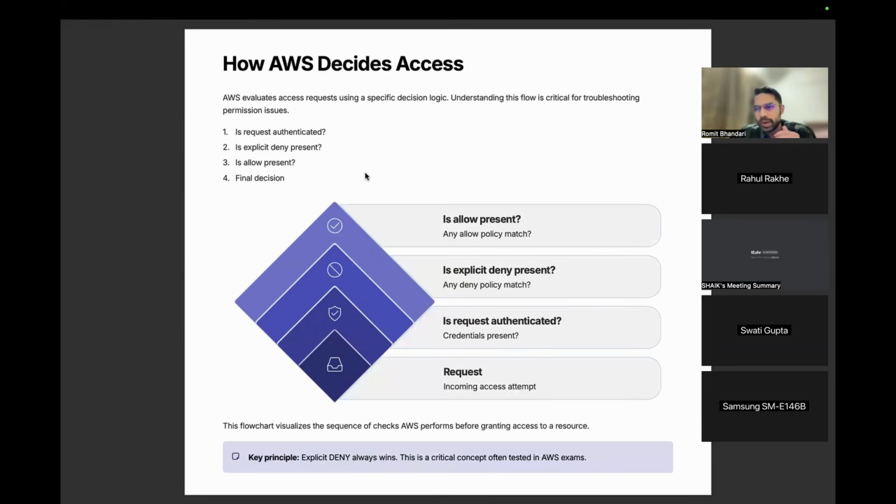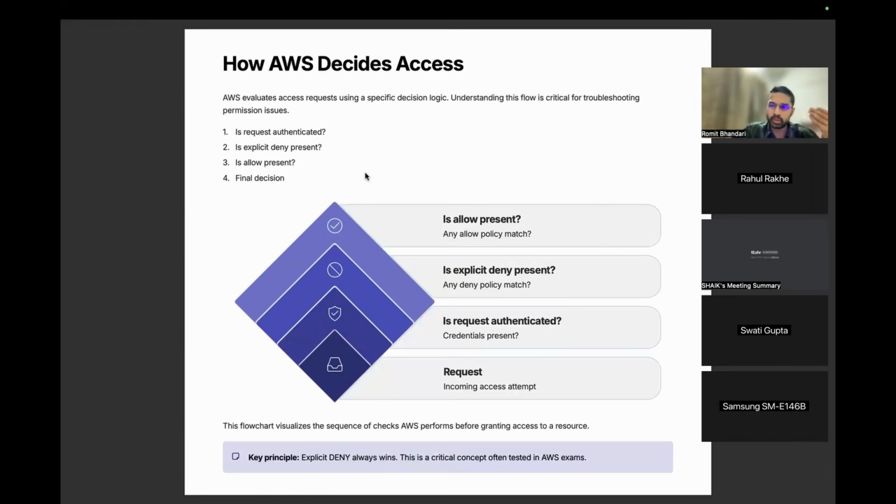So generally how AWS decides access is, it starts off with if allow is present. First of all, allow has to be there, and an explicit deny if it is present. So if explicit deny is present, then you know that you are not going to get the permission. If the credentials are present, if the request is authenticated, then the incoming access attempt. Okay, so that's how the flow works.